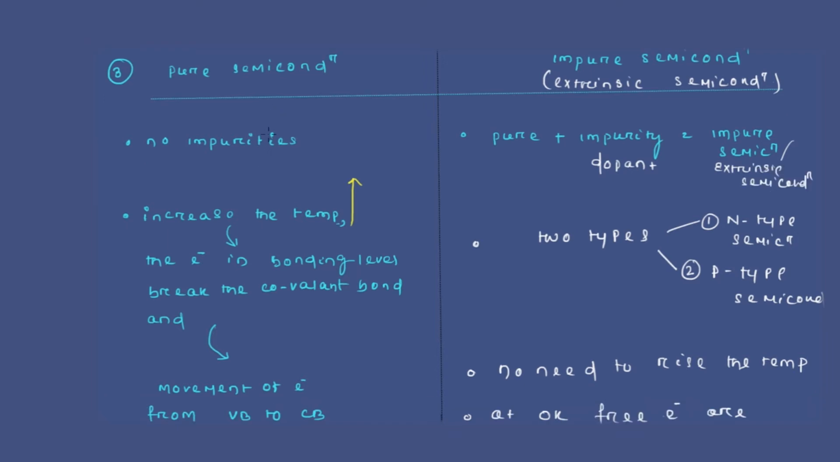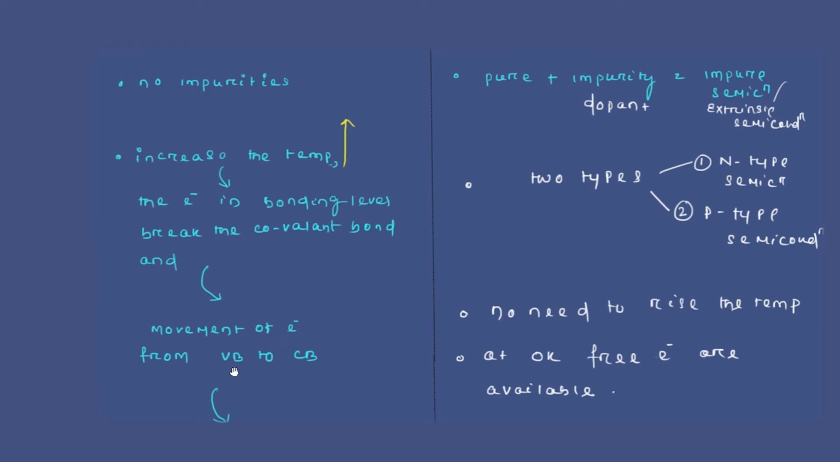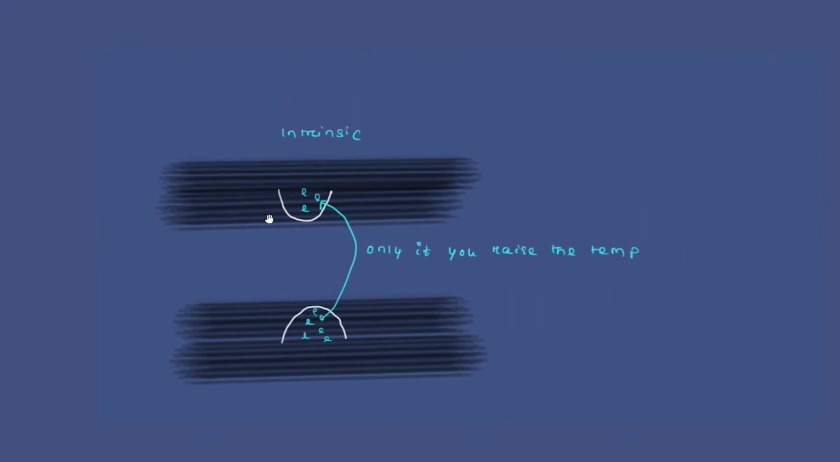In case of pure semiconductor, if you increase the temperature value, the electrons in bonding level break the covalent bond and move from valence band to conduction band, causing free electron availability in the conduction band. Now look here carefully. If you increase the temperature, electrons will break their bond. It will not happen at 0K. It will not happen at 0K. If you increase and bring it to 300K, it will not happen, because this is room temperature. Room temperature mein ye nahi hoga, na 0K mein hoga, na room temperature mein hoga.